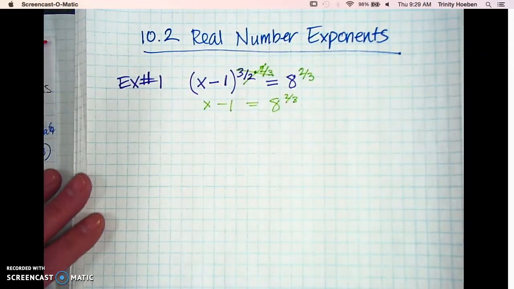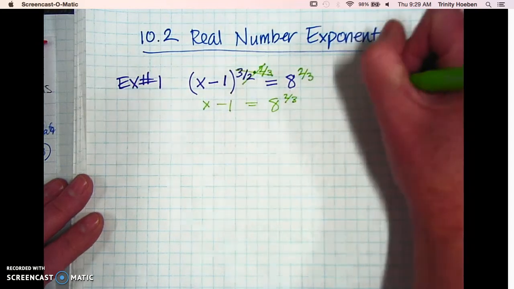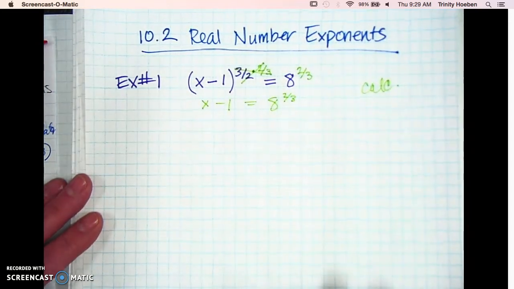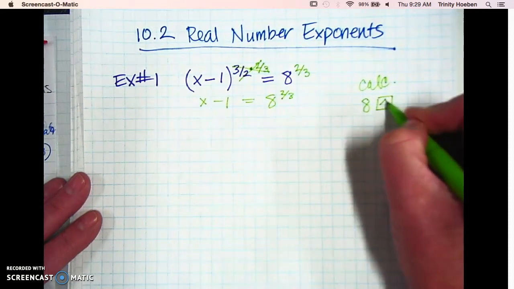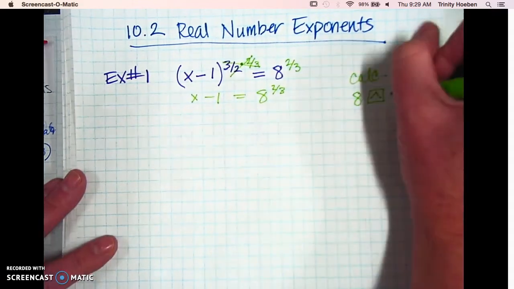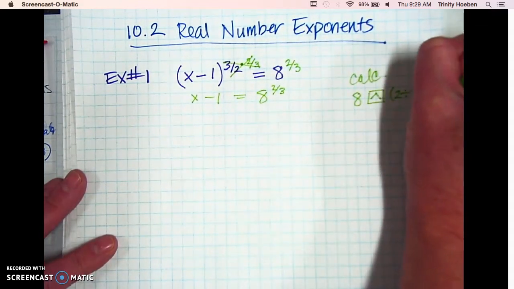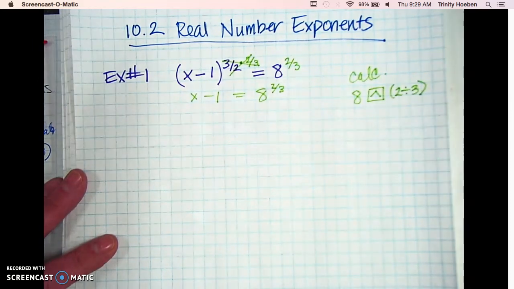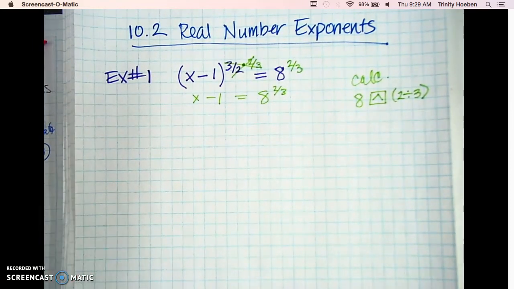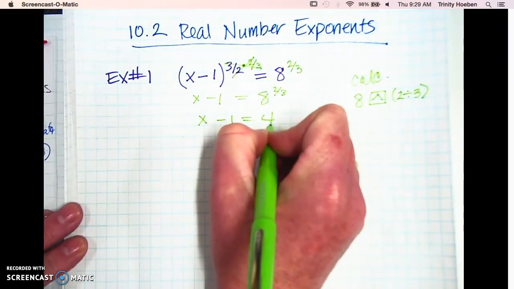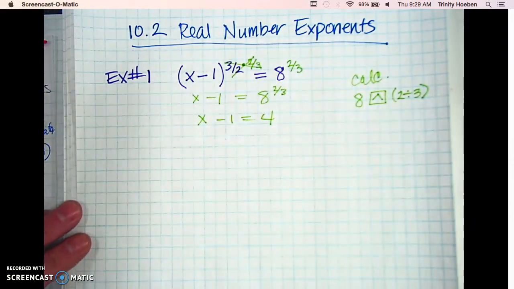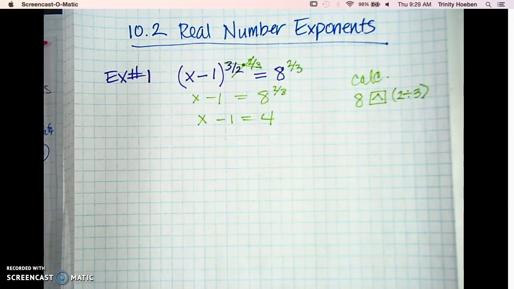And 8 to the 2/3, you're just going to do on your calculator, right? So get out your calculator, punch in 8, use the little caret button, and then in parentheses, you can just put 2 divided by 3, hit the equal sign, that's a little shortcut. Or you can do 8 squared first, take that answer, do the cube root. Anybody done it yet? You get 4. Yep, you get 4. So everybody try it on your calculator, make sure you get 4. If you don't get 4, let me know, all right?